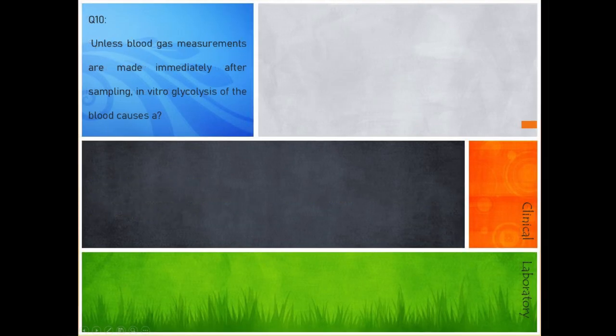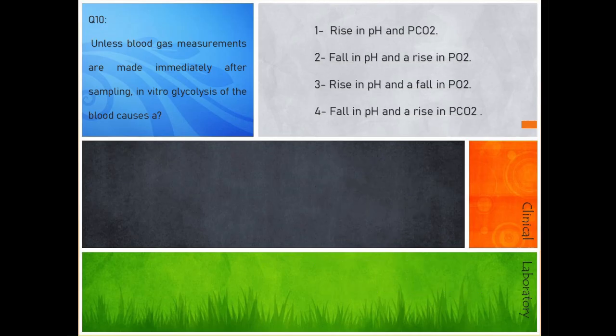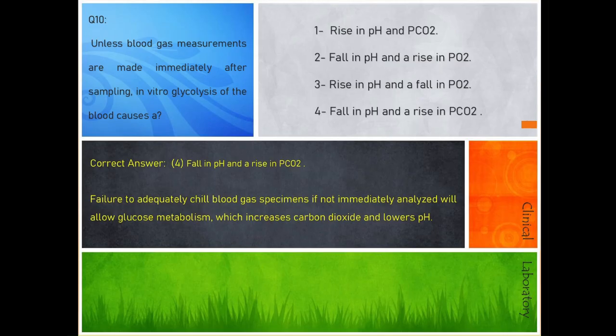Question 10. Unless blood gas measurements are made immediately after sampling, in vitro glycolysis of the blood causes a 1. Rise in pH and PCO2. 2. Fall in pH and a rise in PO2. 3. Rise in pH and a fall in PO2. 4. Fall in pH and a rise in PCO2. Correct answer, 4. Fall in pH and a rise in PCO2.